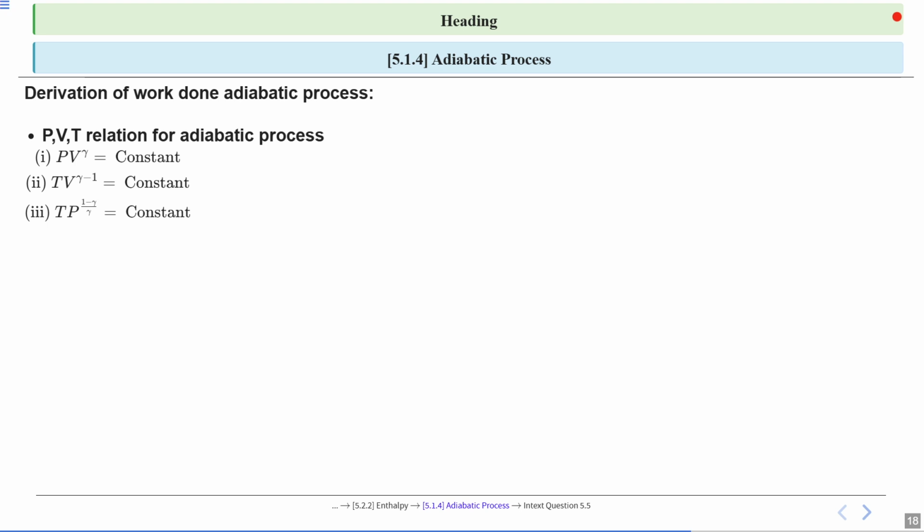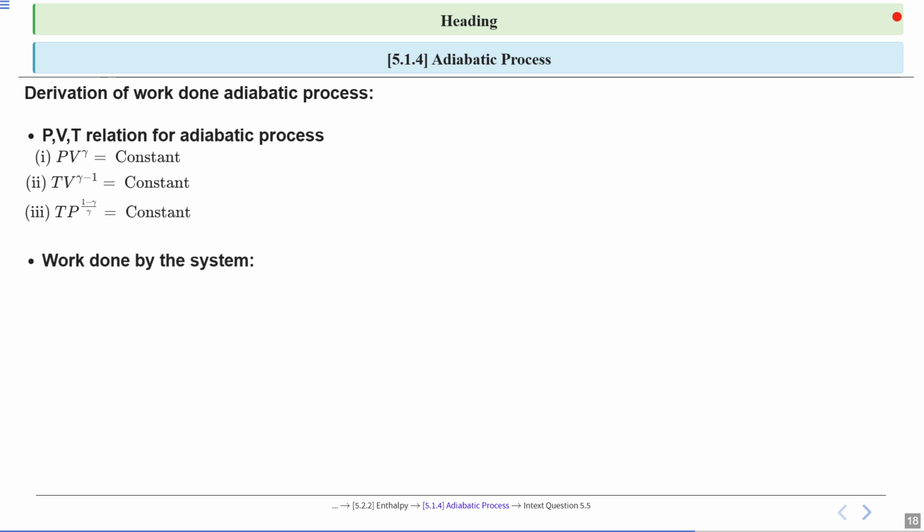Then the next equation is T V to the power gamma minus 1 is constant, and the last one is T P to the power 1 minus gamma by gamma is constant. In place of this, you can also write it as P1 V1 to the power gamma is equal to P2 V2 to the power gamma, because both are equal to constant, so we can just equate both situations. Remember, this is only applicable for adiabatic processes.